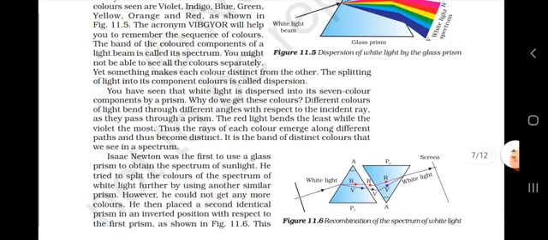Isaac Newton was the first to use a glass prism to obtain the spectrum of sunlight. He tried to split the colors of the spectrum of white light further by using another similar prism. Got the point? What did he do?